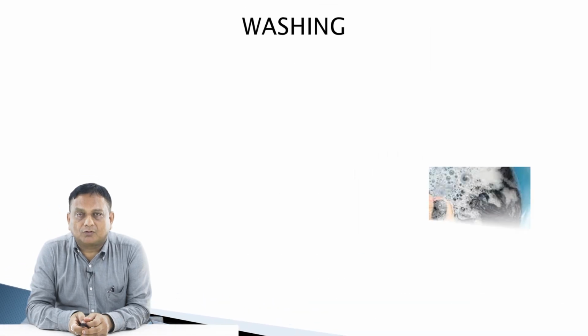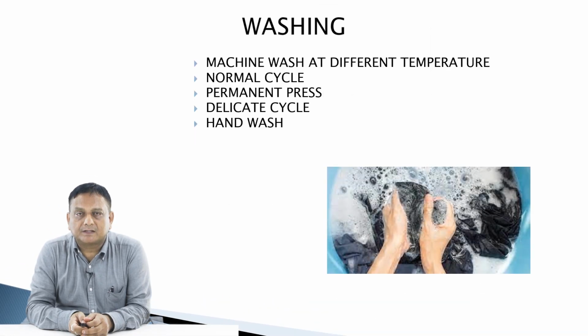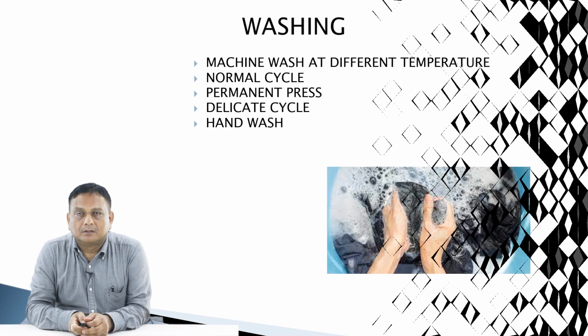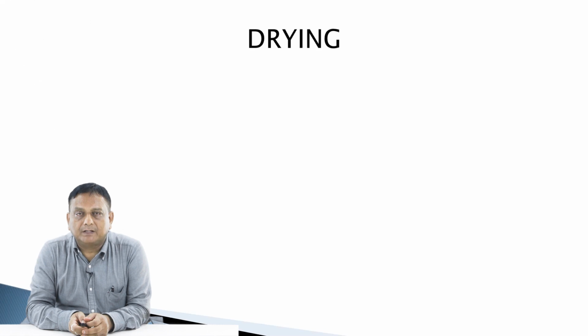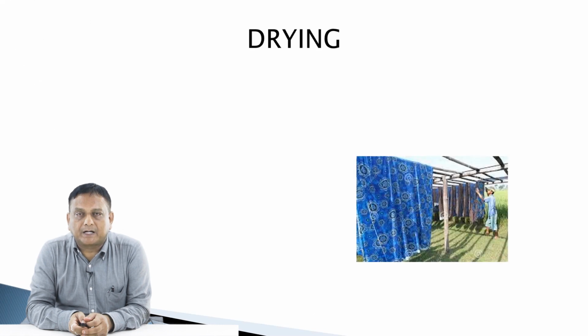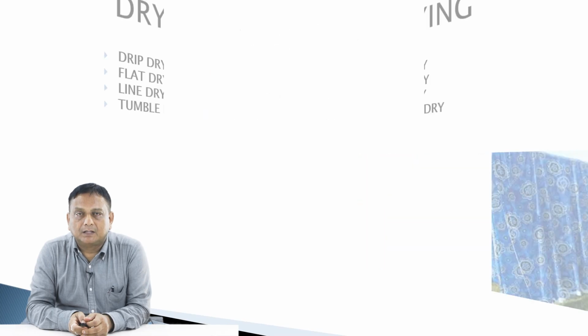Now washing, when you are talking, different types of washings are there, and different temperature detergents are there, different cycles of operations are there, hand wash also is available. So different washing systems are available at different temperature. Similarly, in case of drying, different drying methods are available: tumble dry, drip dry, flat dry, and line dry, depending upon the material we are drying.